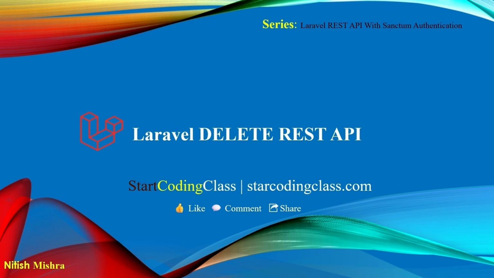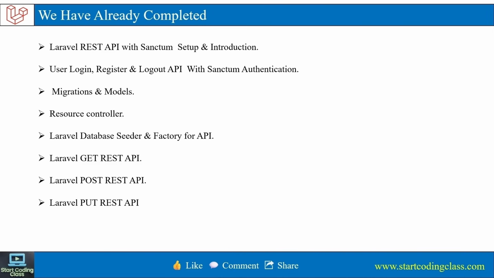Before starting coding in VS Code, I will show you which topics I have already covered in this series. In this series, I have covered Laravel REST API, Sanctum setup, Sanctum authentication setup, login, register and logout API with Sanctum authentication, migration and models, resource controller, Laravel database seeder and factory, and Laravel get REST API, post REST API, and put REST API. And this is our 9th video, Laravel delete REST API. And in the coming videos, we will cover all the advanced topics like pagination, search, and role assign, all the models.